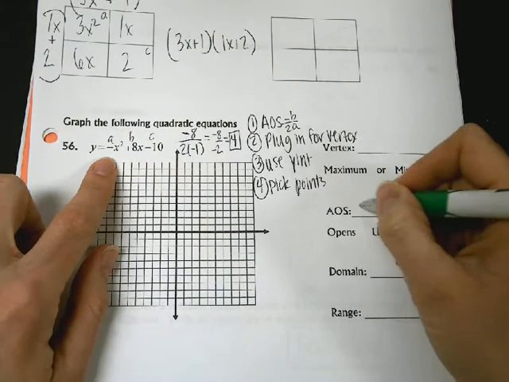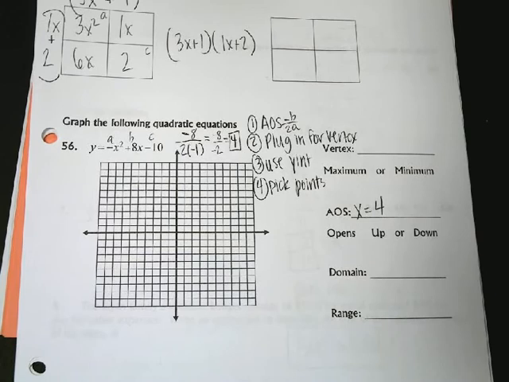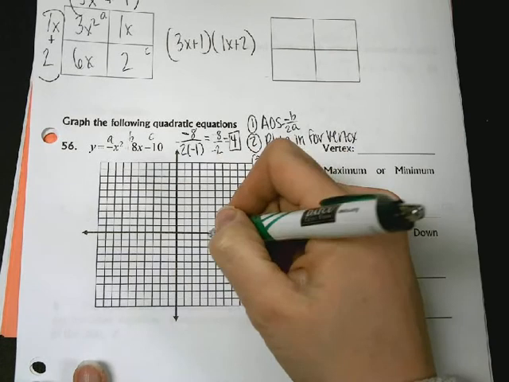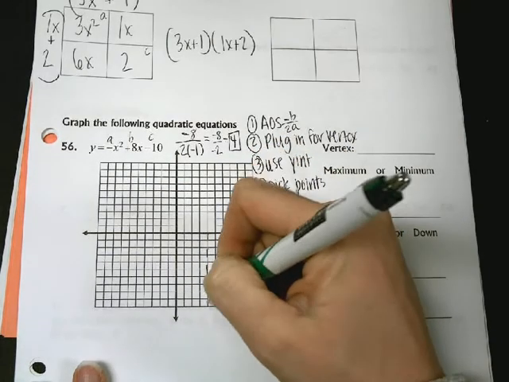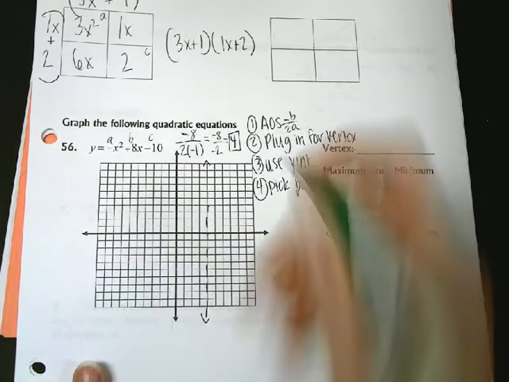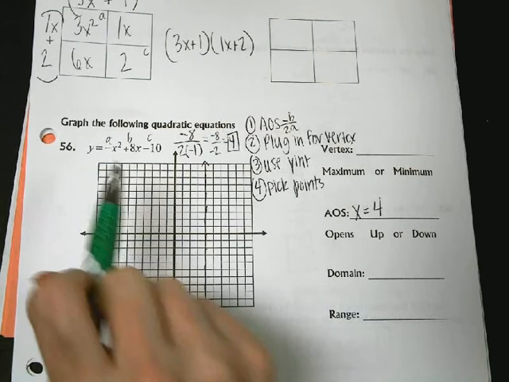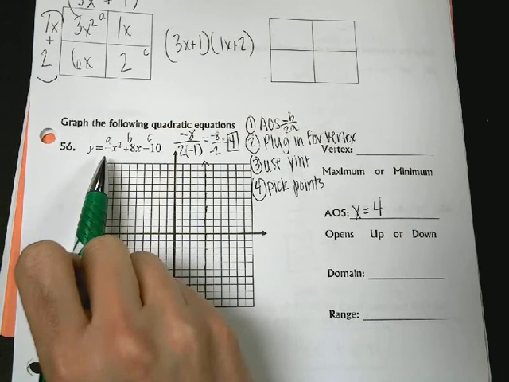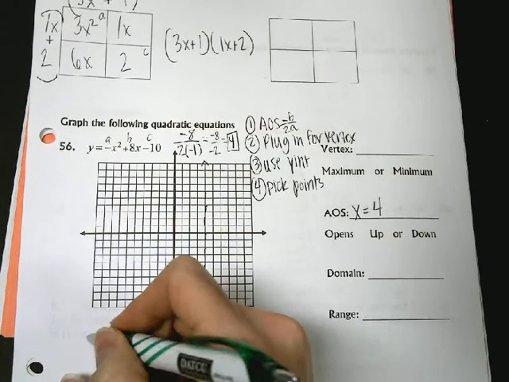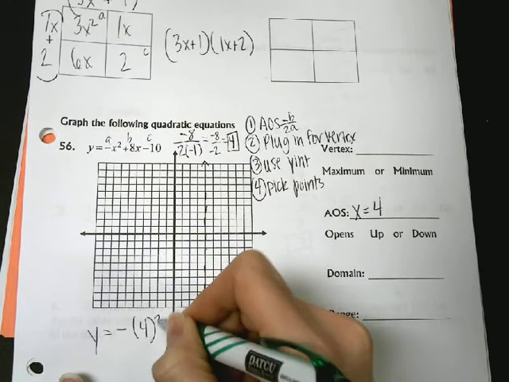So I can go to the axis of symmetry spot, and I can write x equals 4. Don't forget to write it like x equals a number, because that's your vertical line for your axis of symmetry. So I'm going to go ahead and graph that as a dotted line. From there, I use x is 4, and I plug it into this equation in order to solve for y.